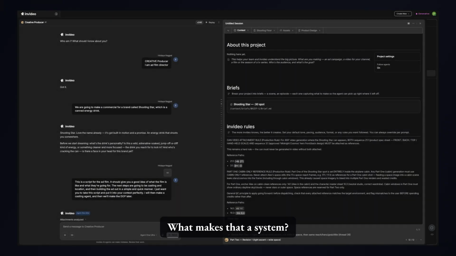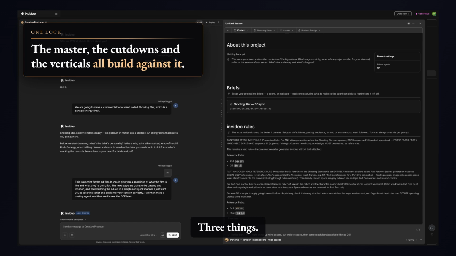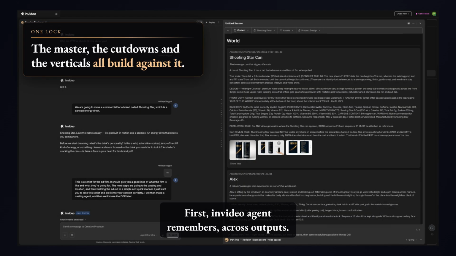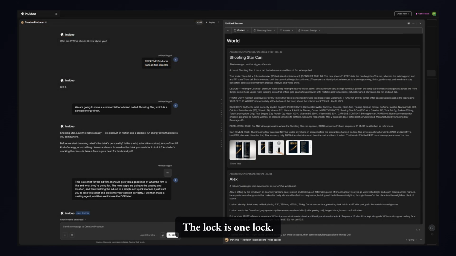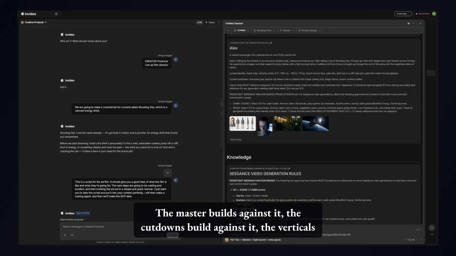What makes that a system? Three things. First, Invideo agent remembers. Across outputs, the lock is one lock. The master, the cut downs, and the verticals all build against it. Come back weeks later, and the project still knows the product.